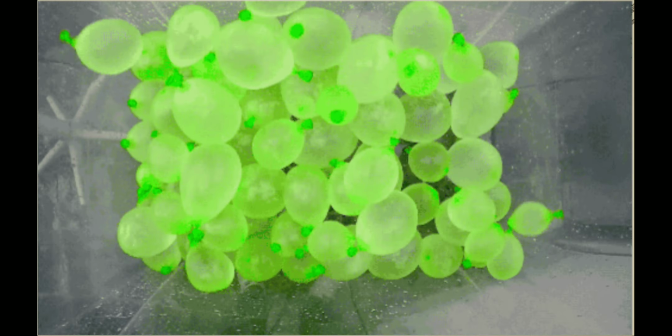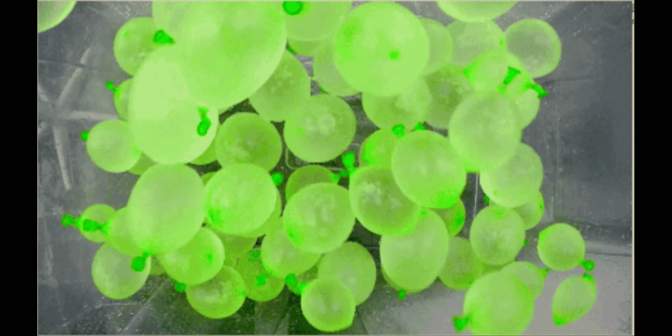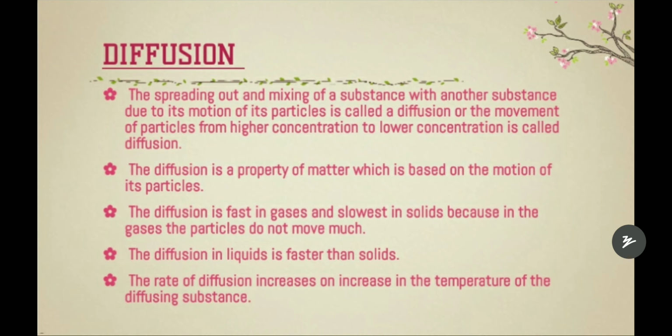Alright, so this is about the Brownian motion. As you can see, the particles of matter are moving in a zigzag way. Now, diffusion. What is diffusion? The spreading out and mixing of a substance with another substance due to the motion of its particles is called diffusion. Also, you can write that the movement of particles from a higher concentration to a lower concentration is called diffusion.